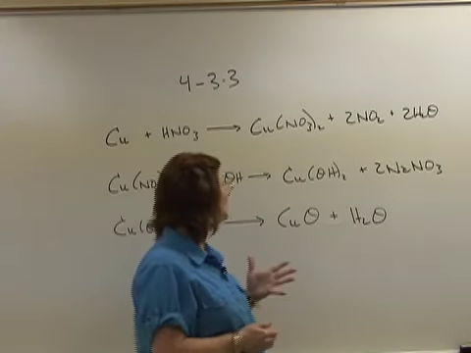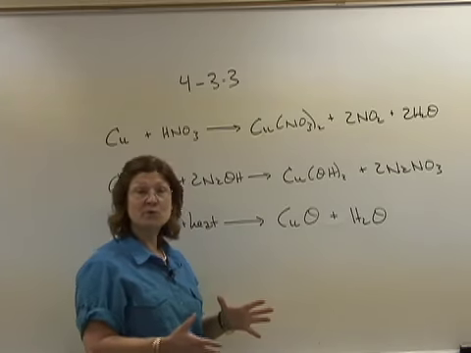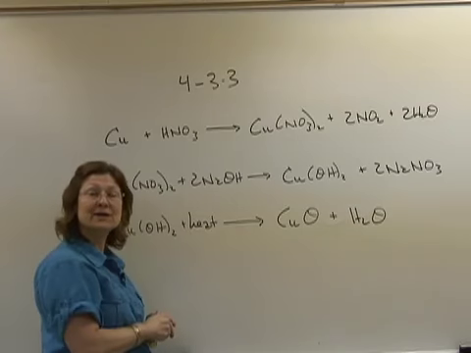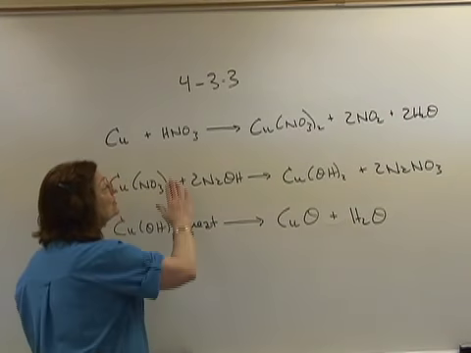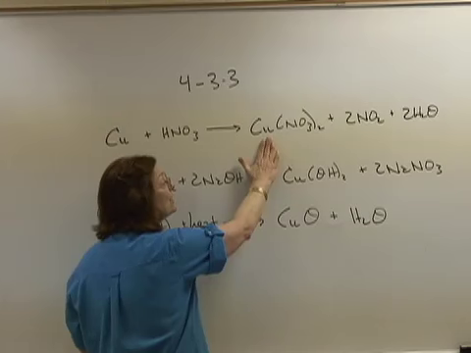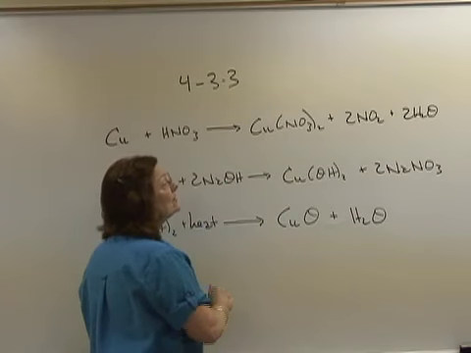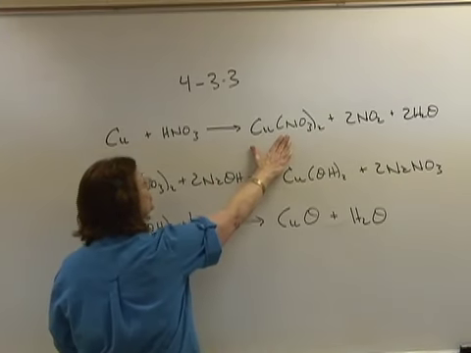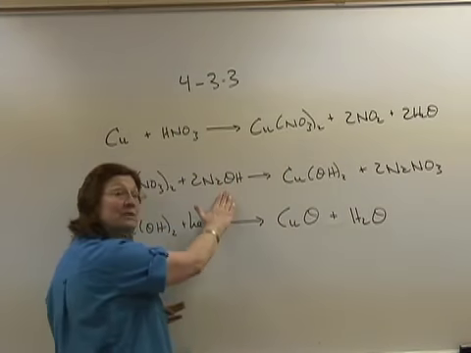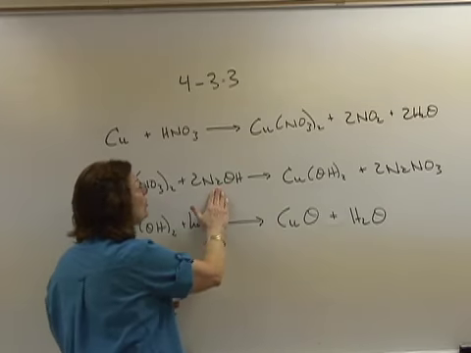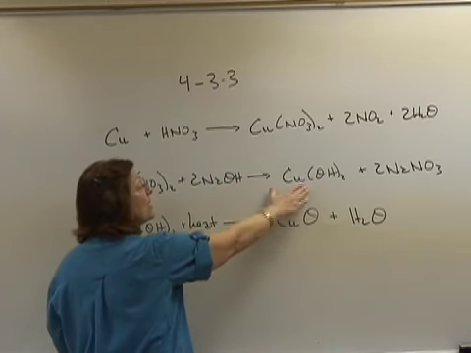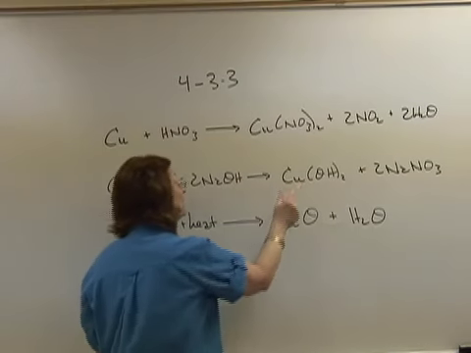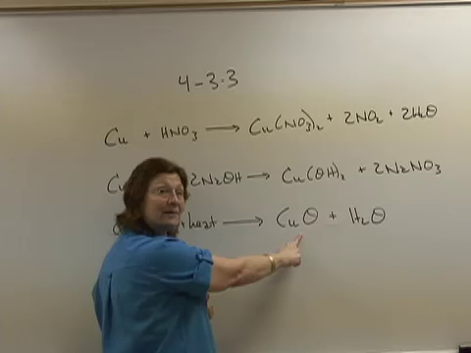When we look at the reactions, initially we're going to take the copper and add it to some concentrated nitric acid. It is going to form this copper 2 nitrate, and we're going to see what else happens there. Then to this copper 2 nitrate, we're going to add some sodium hydroxide and form this copper 2 hydroxide. This copper 2 hydroxide then will be heated up, and it will form this copper oxide.